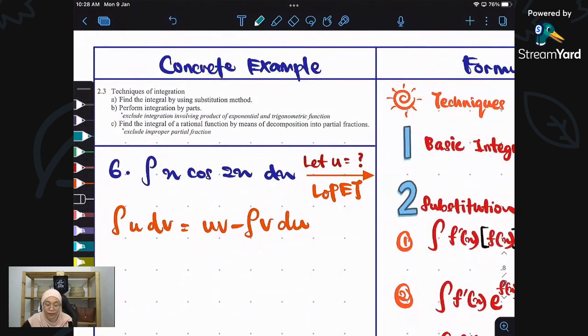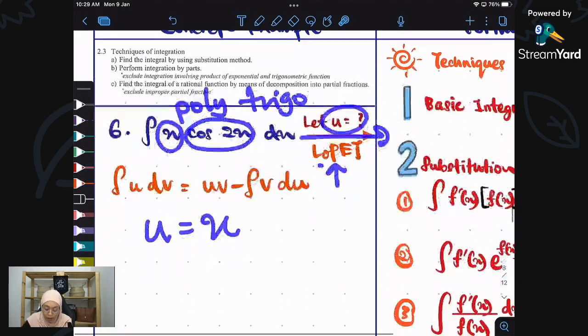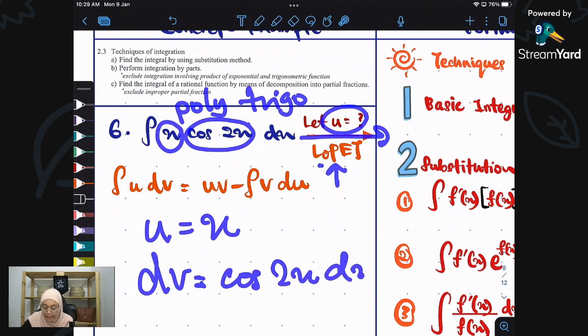Let's go to the last example for integration by parts, which is question 6. Integrate x times cos 2x with respect to x. So you scan the question first. This question has a polynomial and it has a trigonometric function. So using the LOPAD tips, which one comes first? The one that comes first is the polynomial. So the polynomial is chosen as the u. Your u right now here is x, while the dv right now here is the rest of them, which is cos 2x dx.